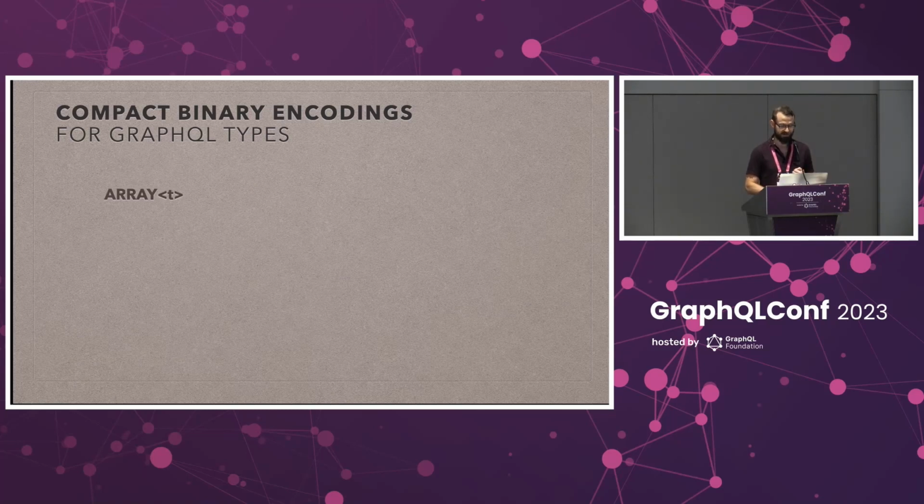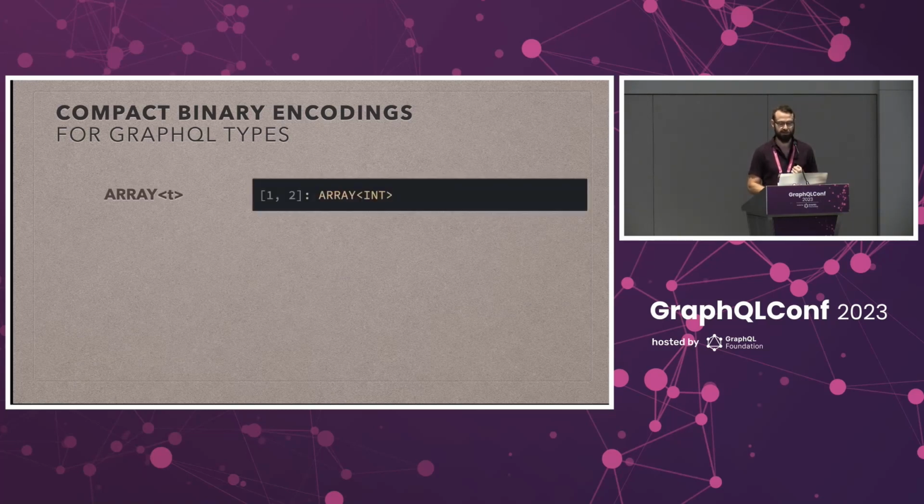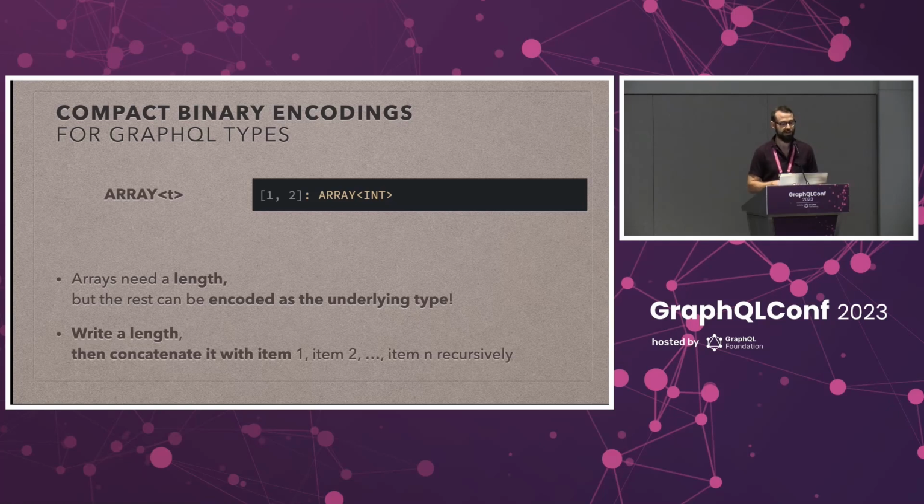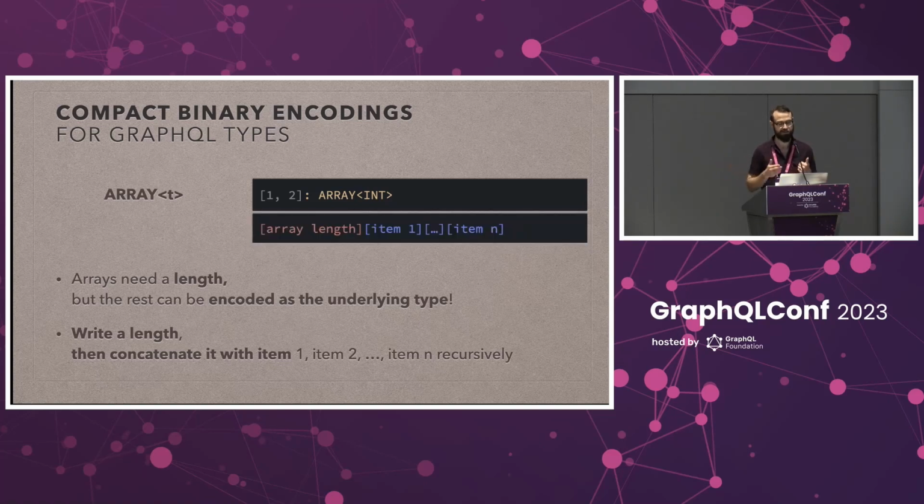For arrays, such as this array of integers, we really only need to write one thing. We need to write the length so we know how many values are to follow, but the rest can just be encoded as the underlying type. So our strategy here is going to be to write a length, the length of the array, and then concatenate it with the encodings of item 1, item 2, and so forth recursively. So that'll look like this, just a length followed by all the items concatenated together.